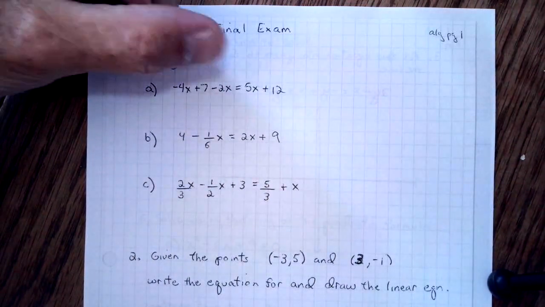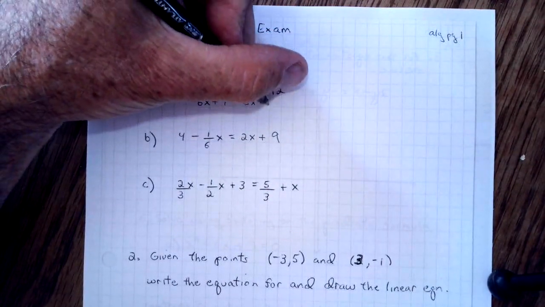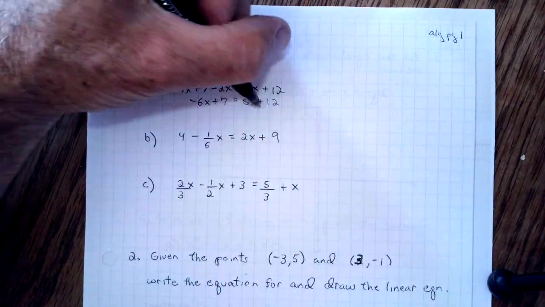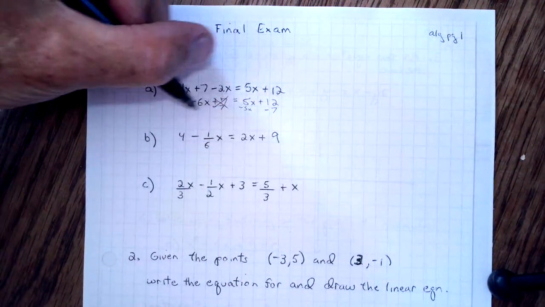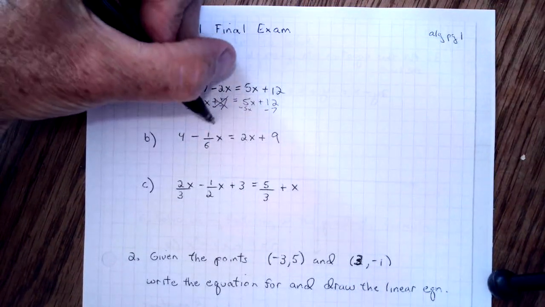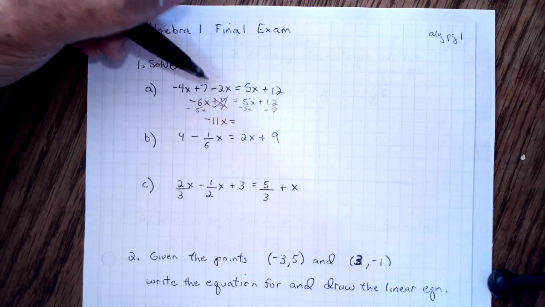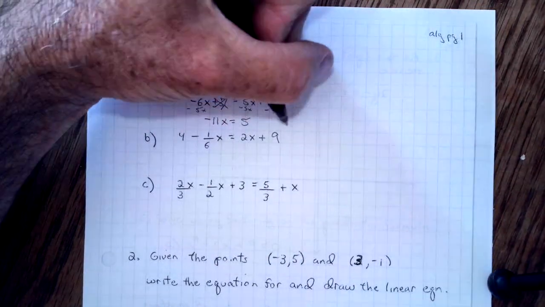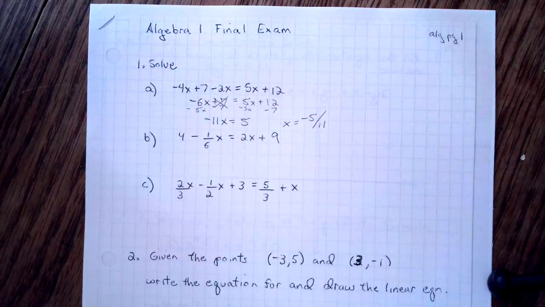So I'm going to combine the x's on the left side. That's negative 6x plus 7 equals 5x plus 12. Subtract 7 from both sides, and then that one goes away. Subtract 5x from both sides. I get negative 11x equals 12 minus 7, and I'm going to end up with 5. Divide both sides by negative 11. So x equals negative 5/11. And that's the end of that one.